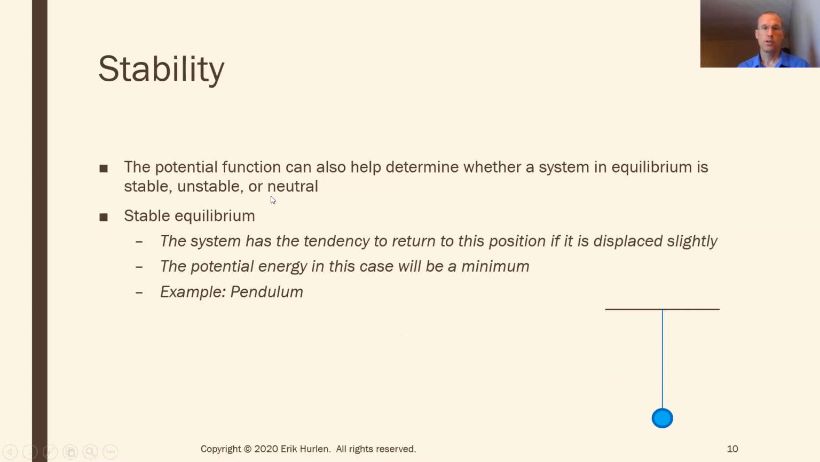Stable equilibrium means if it moves slightly, it comes back to equilibrium. So something like a pendulum hanging down, if I move that slightly to the right or slightly to the left, it's going to want to come back to its equilibrium position. If there's friction in the system, it will eventually settle back down to its equilibrium position. So that's stable equilibrium. Anytime you move it slightly, it comes back.